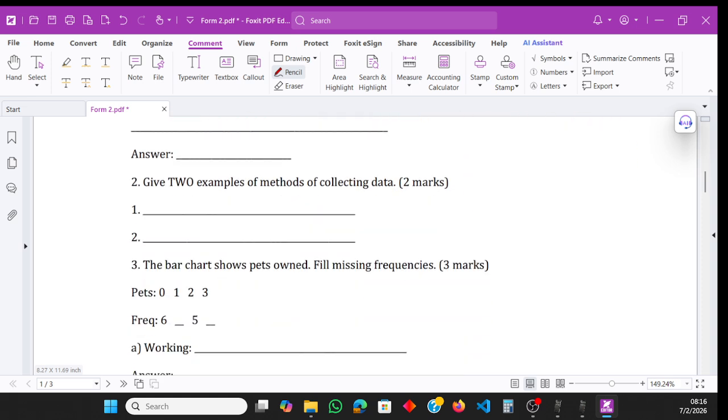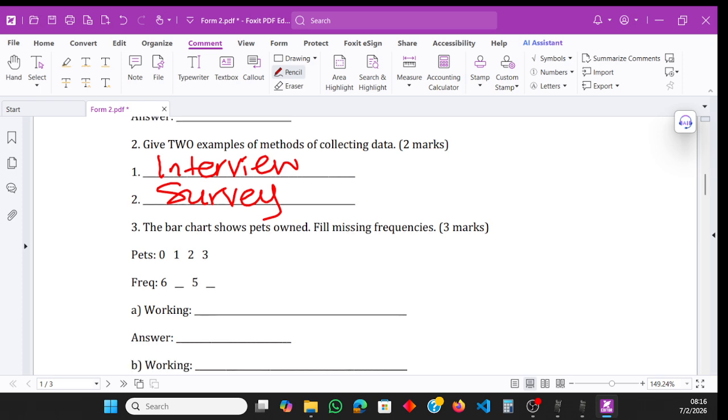Right. Give 2 examples of methods of collecting data. Well, we have various methods of collecting data if you want to deal with statistics. For instance, we can talk of an interview, because you are seeking information from an individual. Then sometimes we can look for a survey to say what's really happening within a given area.